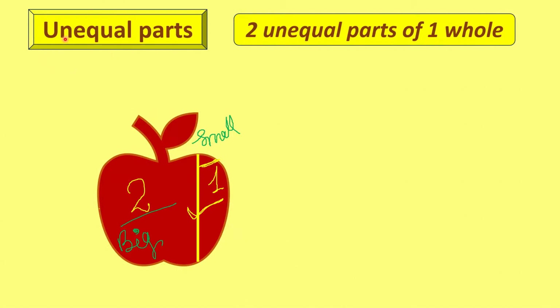Which is not equal is known as unequal. Okay, unequal. Unequal means not same as. It's n-o-t, not, and it's same, same as. So it's not the same as. We call it unequal. Okay, which does not look the same, we call it unequal.